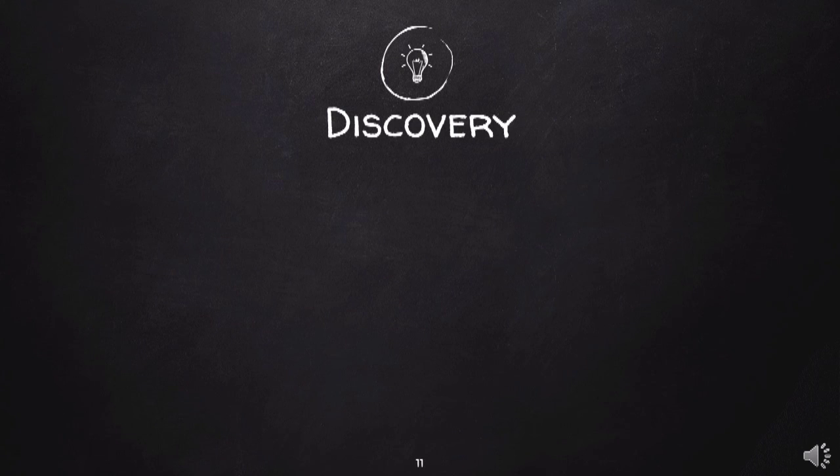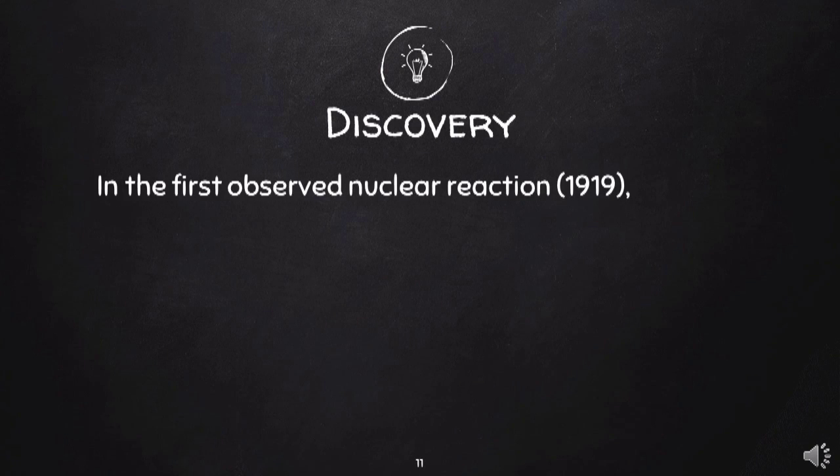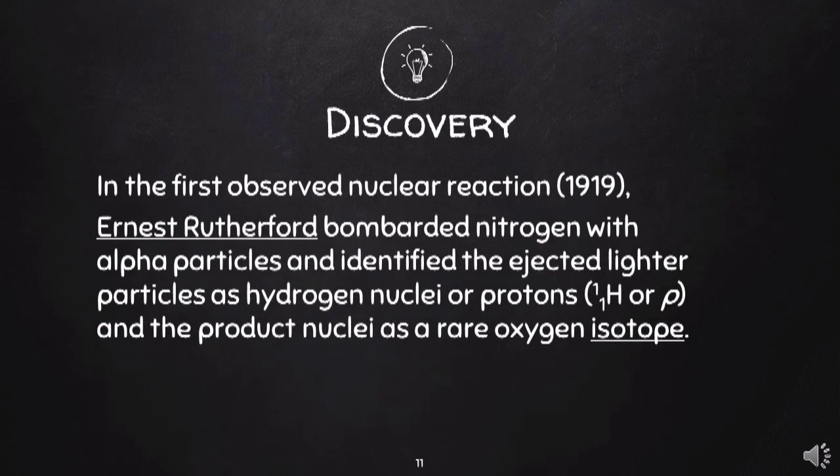Discovery. In the first observed nuclear reaction in 1919, Ernest Rutherford bombarded nitrogen with alpha particles and identified the ejected lighter particles as hydrogen nuclei, or protons, and the product nuclei as a rare oxygen isotope.